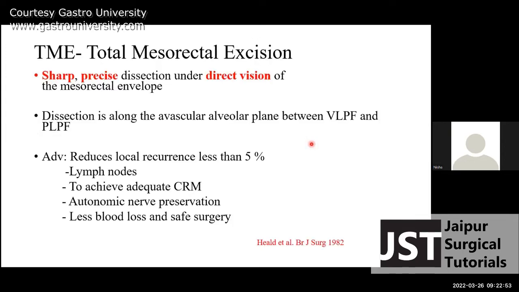TME is defined as sharp, precise dissection under direct vision of the mesorectal envelope, dissecting in the avascular layer between the visceral layer of the pelvic fascia and the parietal layer of the pelvic fascia. The advantages of TME are that if we lie in this plane, it reduces the local recurrence to less than 5%, takes care of all the lymph nodes lying within the mesorectal fascia, helps to achieve an adequate CRM, and thereby allows autonomic nerve preservation. And since it is a bloodless, loose, avascular plane, there is less blood loss, and it is a safe surgery.